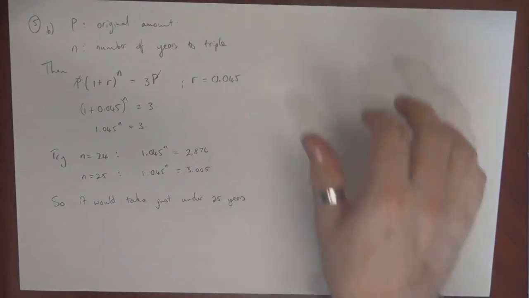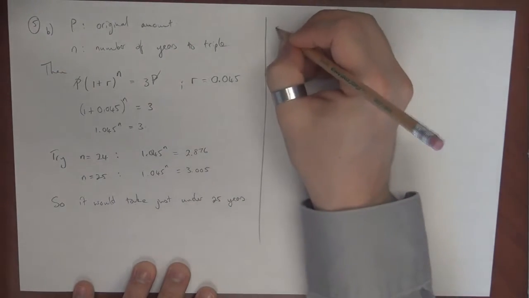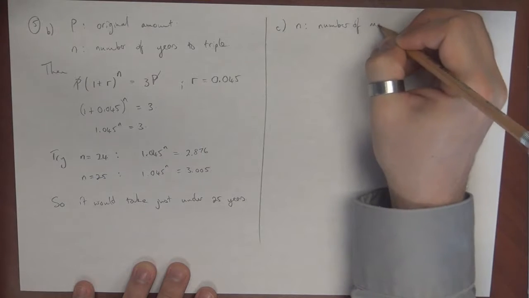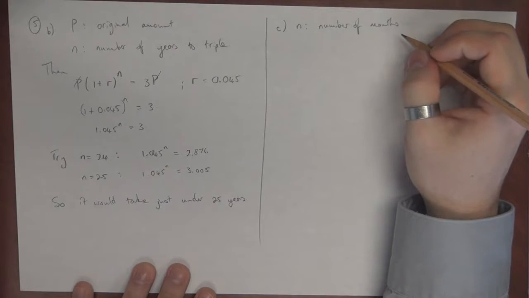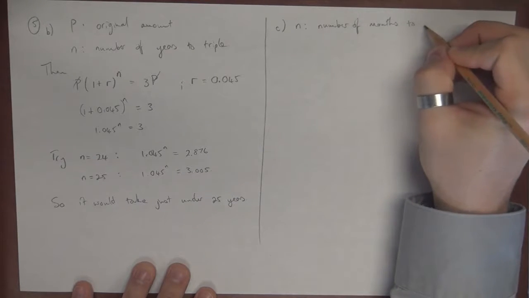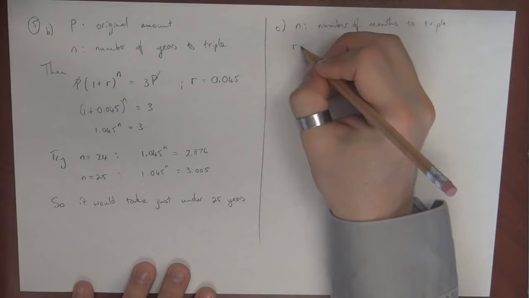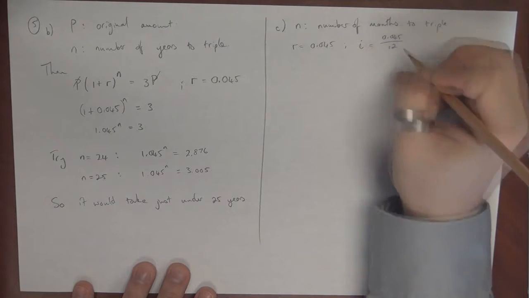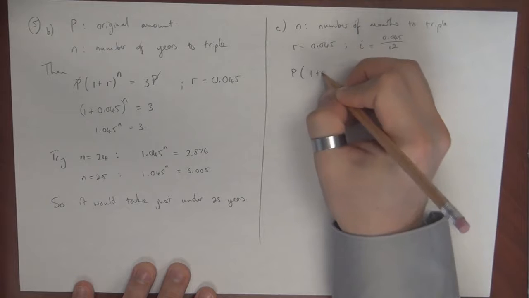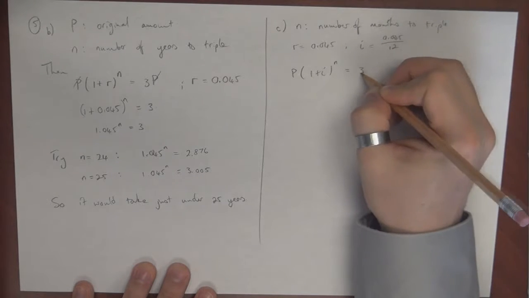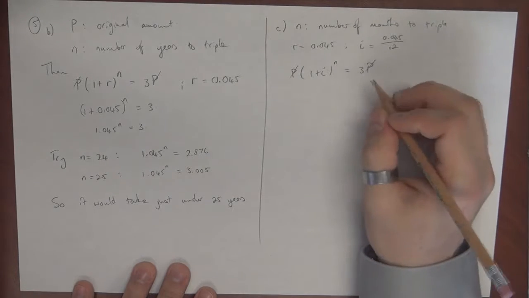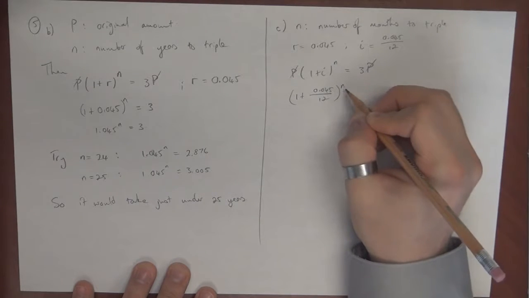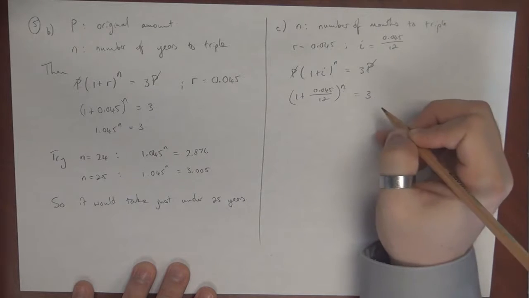If I look at the C version, let's do it over here. Now N is going to represent the number of months, because I am compounding 4.5% monthly, so the number of months to triple. And R is 0.045, but now I have to look at the monthly interest rate, so I divide it by 12. So my basic formula is now the general one, and I want to triple my amount. Again, the original amount doesn't matter. I have 1 plus 0.045 over 12 to the N, where N represents the number of periods, the number of months, equals 3.